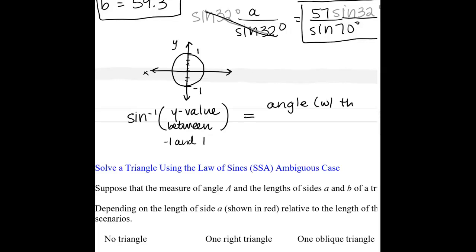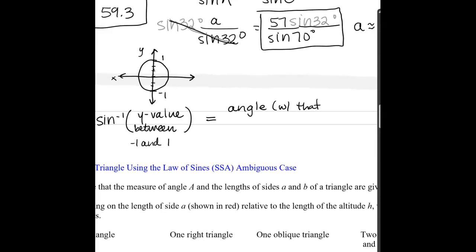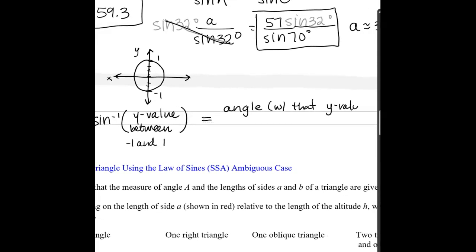with that y value. But not just any angle with that y value, right? Because say, for example, that this is the y value that we're talking about. But which angle is it going to give us? Because there's two angles that have that y value. There's this angle right here that has that y value, and then there's also this angle right here that has that y value. Both of those angles end at points that would have the correct y value.